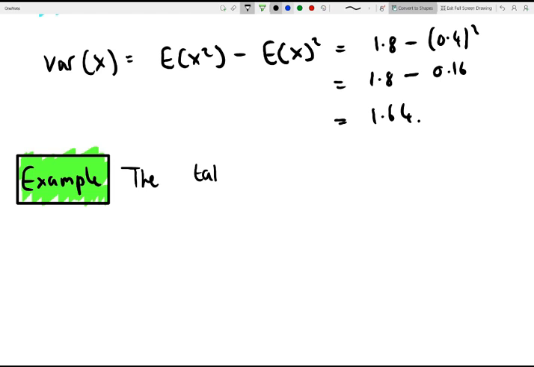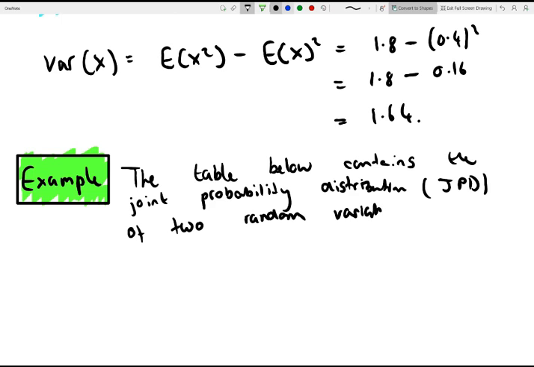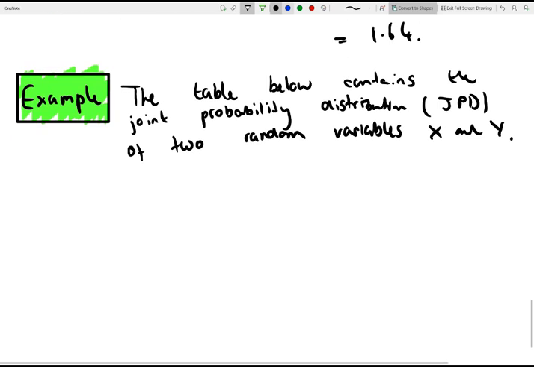the table below contains the joint probability distribution, and I'm going to call this JPD, of two random variables x and y, and the table is the following.